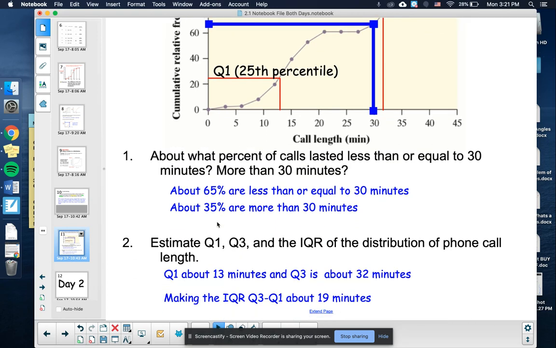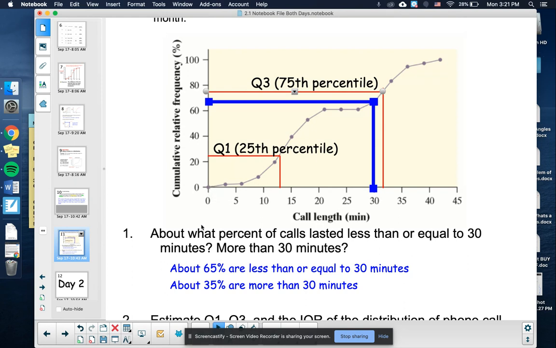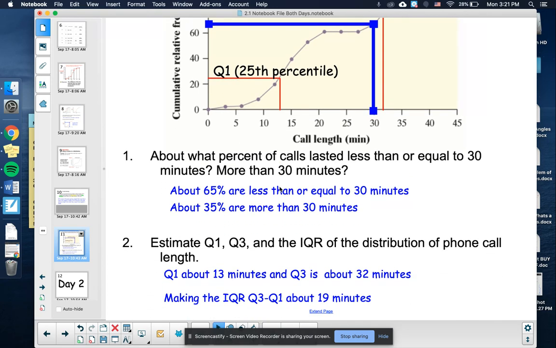Okay, last one, estimate quartile 1, quartile 3, and the IQR of the distribution of phone call length. So quartile 1, 25% of data is less than quartile 1. So you want to find 25%. It's the 25th percentile, quartile 1. So that's about here. So then you can estimate it. That looks like maybe 13 and a half minutes, 13 minutes. So quartile 1's about 13 minutes. Don't say it is exactly, we're estimating.